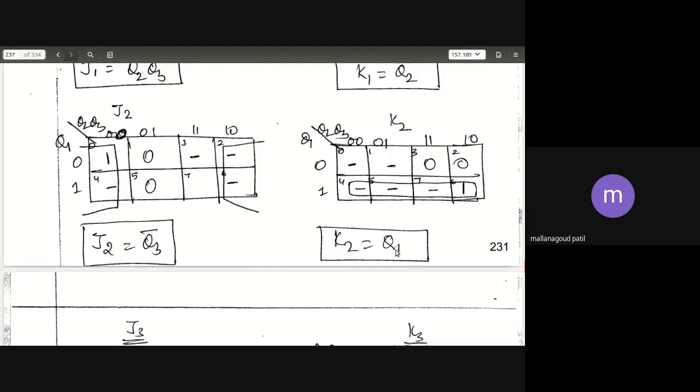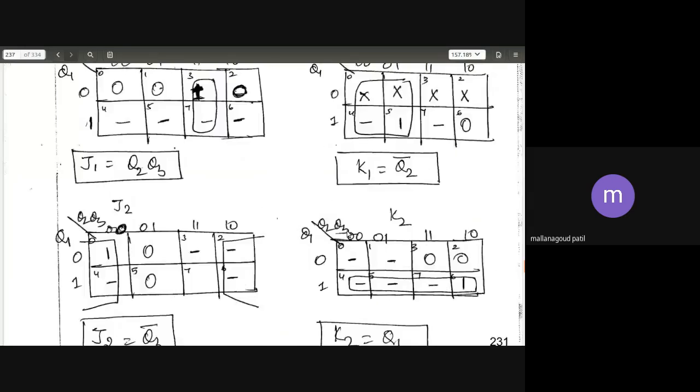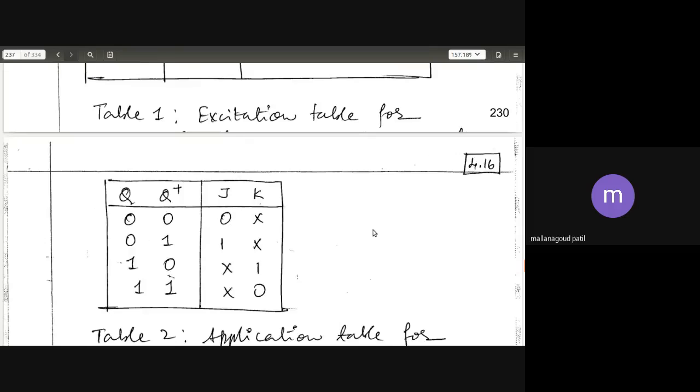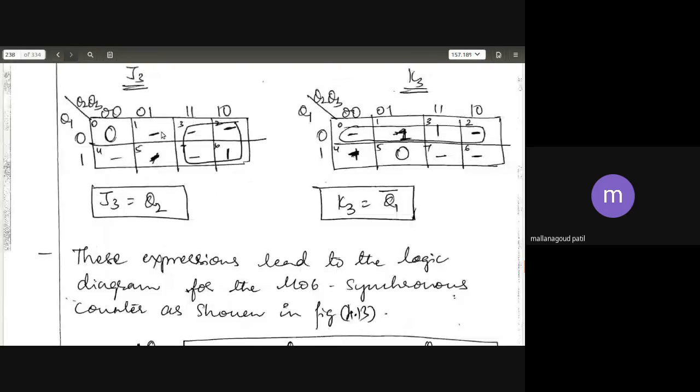Any doubt? No, sir. Okay, I can go for J3. What is J3? 1 belongs to 2 and 6. 0 belongs to 0. I can write here J3.